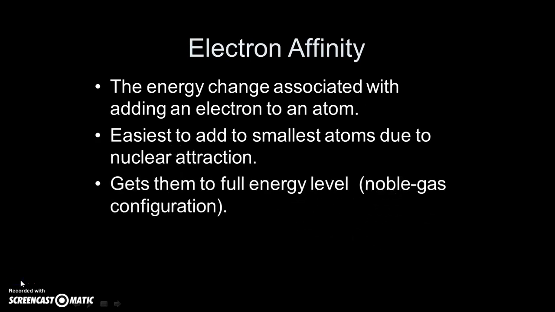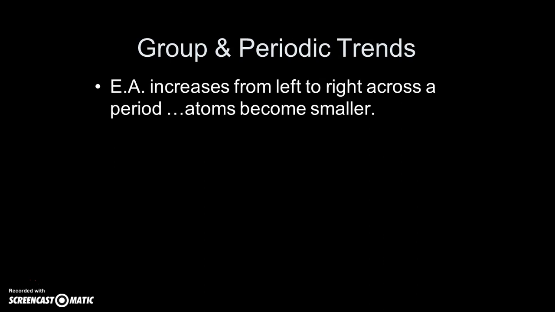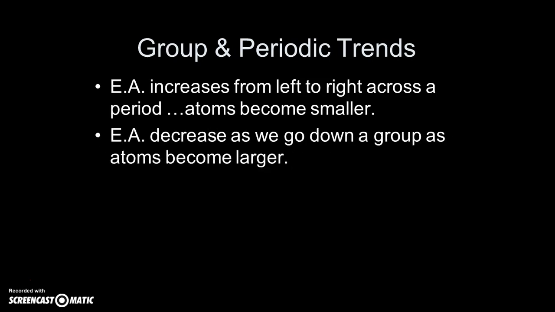Nonmetals need to gain electrons to become like noble gases. So they want to gain electrons to get that full energy level of 8 electrons. Metals give up electrons, nonmetals take electrons. So nonmetals have a high electron affinity, metals have a low electron affinity. As we move left to right across the periodic table, electron affinity increases because the atoms become smaller. As we go down a group, the electron affinity decreases because atoms become bigger, so those electrons are farther away from the nucleus, less attraction.